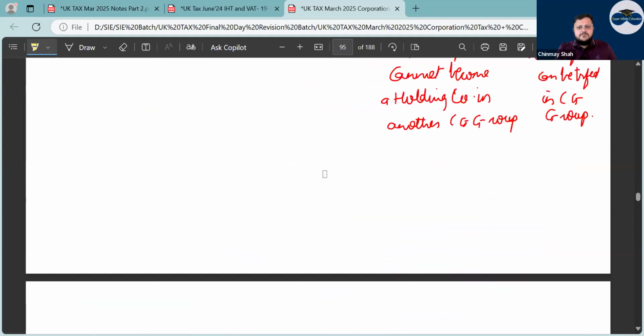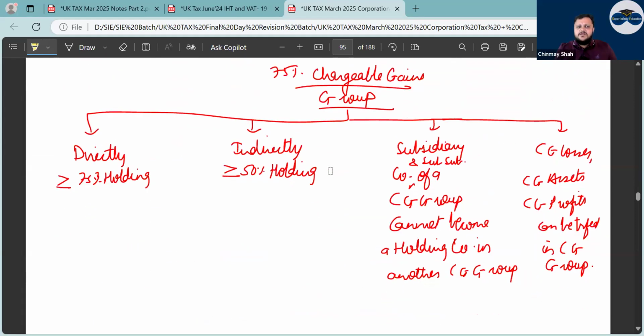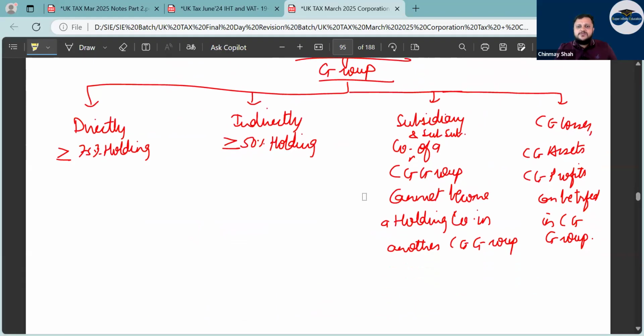Then going to the 75% chargeable gains group, correct? You are holding 75% or more directly, or indirectly holding 50% or more, correct? And now there is a problem here. One company could be part of two groups, correct? Here that would not be allowed.